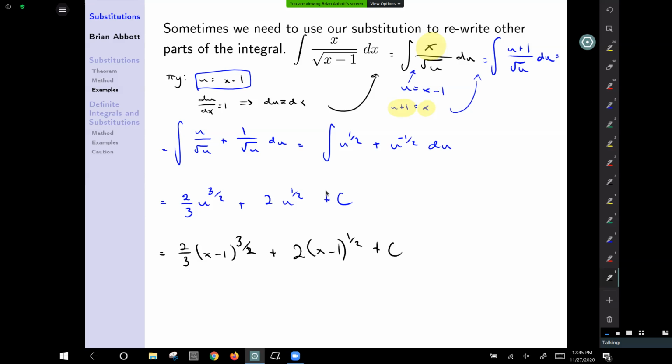That's the end of this example. That's what I wanted you to see. Sometimes if you have a tricky problem where you've tried a couple different u's and you don't see it and it isn't working out, sometimes you need to reuse that u substitution to do a second substitution. And then usually what happens is what happens in blue here, that you end up with a problem that you can use algebra to turn into an integral that you can do.